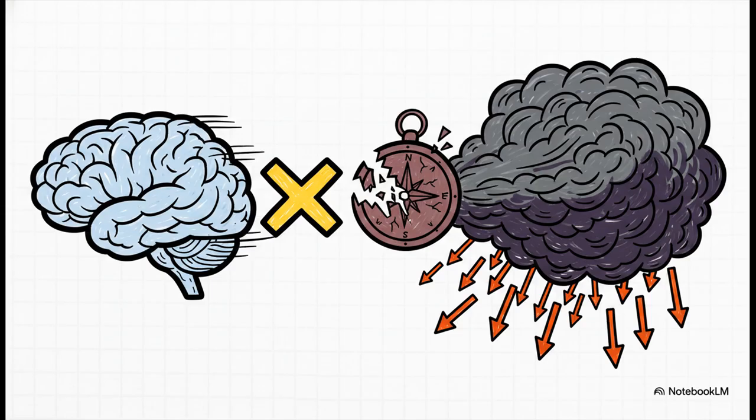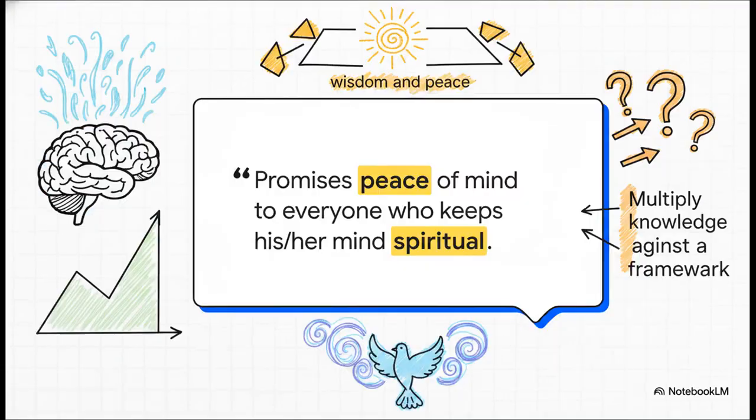Think about it mathematically. Knowledge is essentially a multiplier, much like our b-value. If you multiply bad choices with high intelligence and capability, the negative impact grows exponentially. Their curriculum argues that education must be paired with a strong moral compass to truly benefit the individual and society as a whole. The source material concludes its math lessons with a spiritual grounding, referencing Romans 8:6-7, which promises peace of mind to everyone who keeps their mind spiritual.